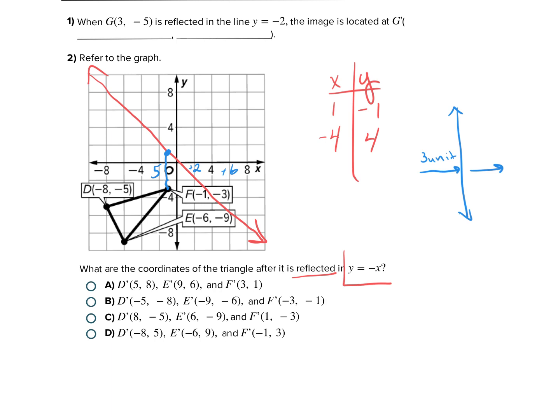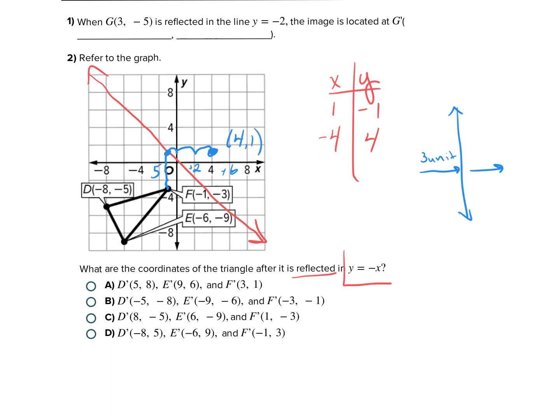So because I am at -1 on the x value, I can assume my 1 unit to the y. So that's 1, and then 3, and then 5. So that puts me at F prime at positive (4, 1).